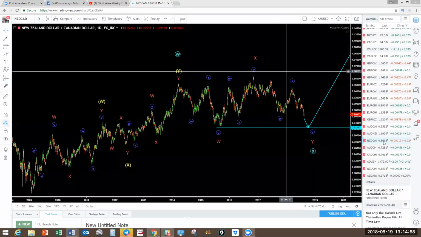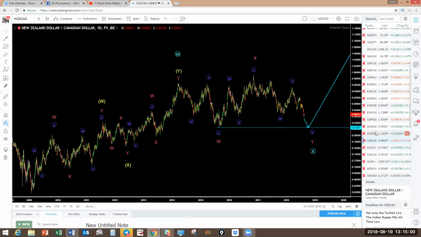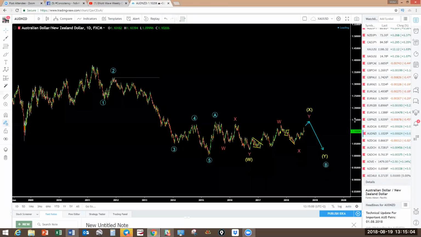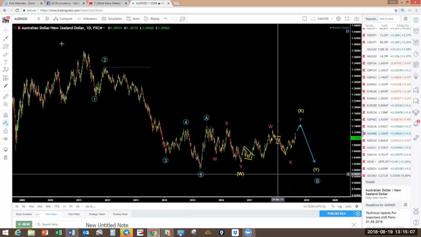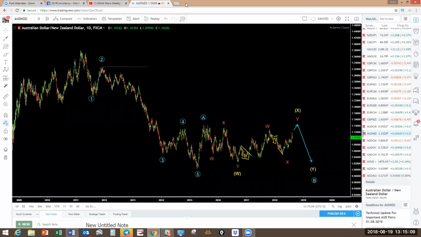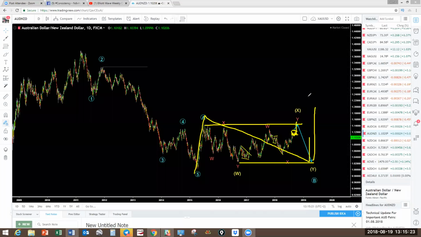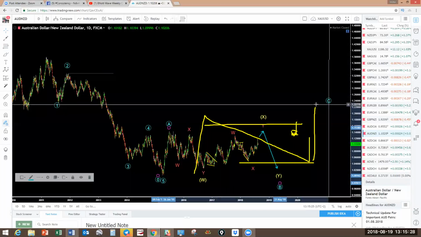Now looking at some of the AUD pairs. Last week somebody wanted AUD CAD, so we're going to look at that one as well. This is AUD New Zealand, guys. I'm anticipating that AUD New Zealand will push further up to this level and then drop back to this level. Why am I looking at that? Because I'm looking at this structure, 1, 2, 3, simple like that. A, B, C. Where's my C there? That's my C over there.